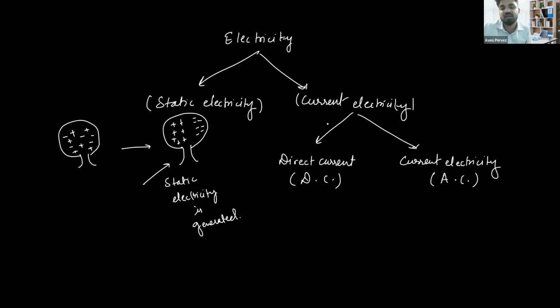One is static electricity and another is current electricity. Static electricity is not in our syllabus, so we are not going to discuss it. We are just going to discuss current electricity, and current electricity is of two types: direct current and alternating current.